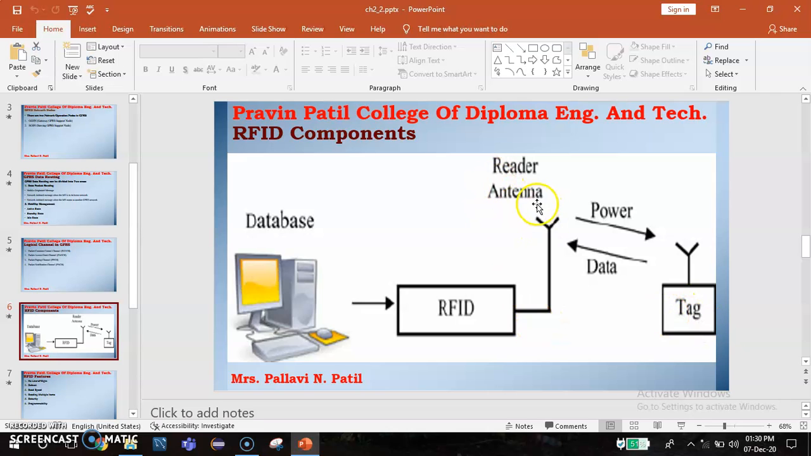This is a reader, that's the antenna. This is a tag to store the information. These are also called the components of the RFID, and this is the architecture, this is a diagram of the RFID.